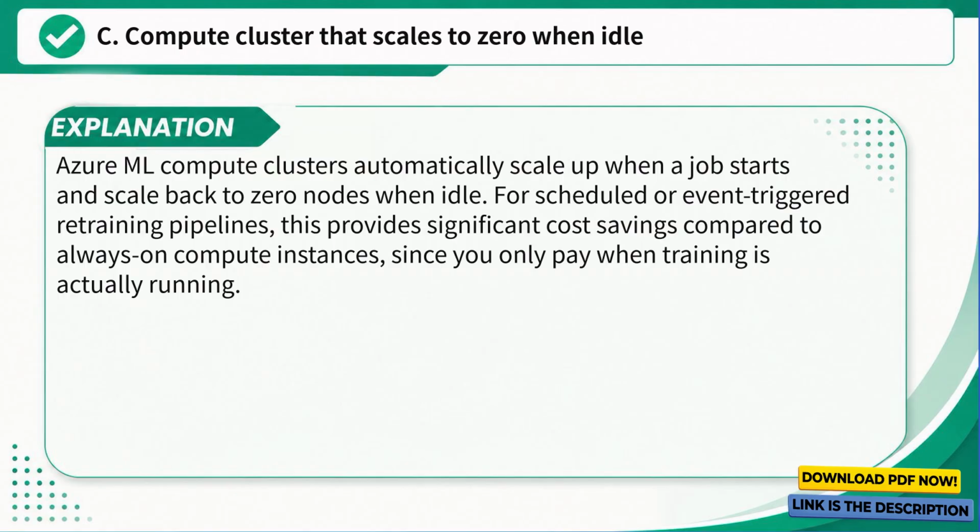Explanation. Azure ML compute clusters automatically scale up when a job starts and scale back to 0 nodes when idle. For scheduled or event-triggered retraining pipelines, this provides significant cost savings compared to always-on compute instances, since you only pay when training is actually running.